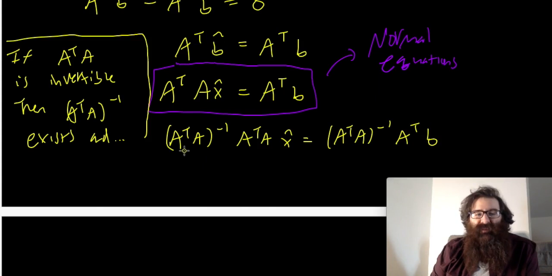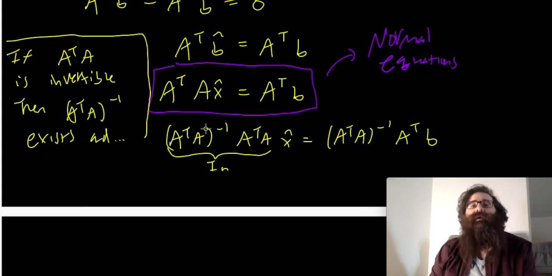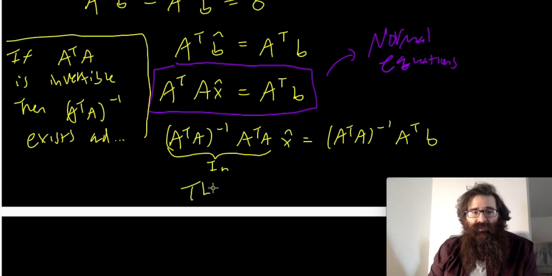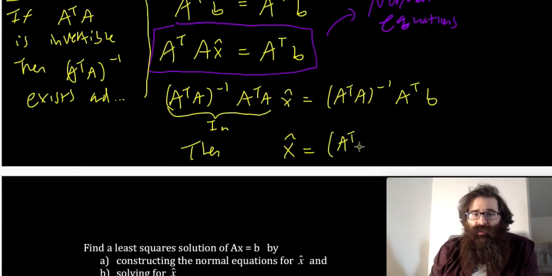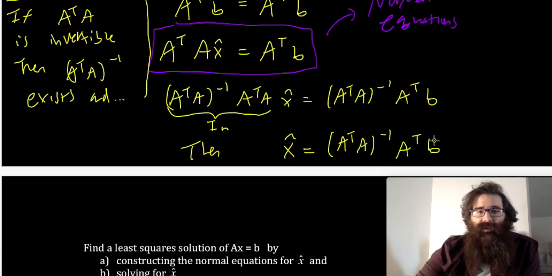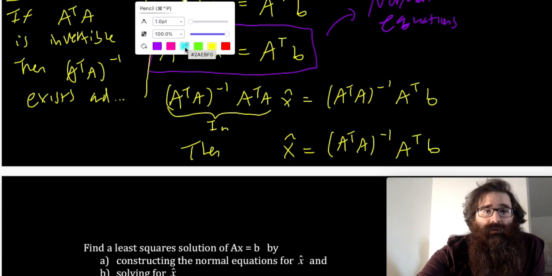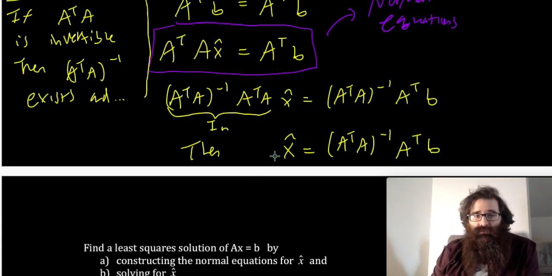But then over here on the left, this would give me the identity times x hat. And the identity serves as a multiplicative identity for matrices. So then solving this, we get x hat is equal to A transpose A's inverse times A transpose B. And this gives us a direct way to solve using an inverse to find that unique solution.